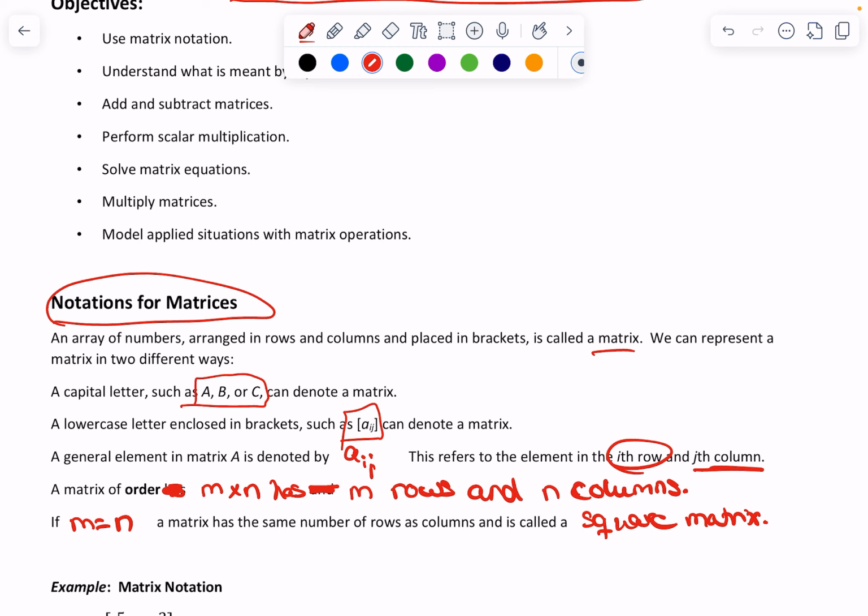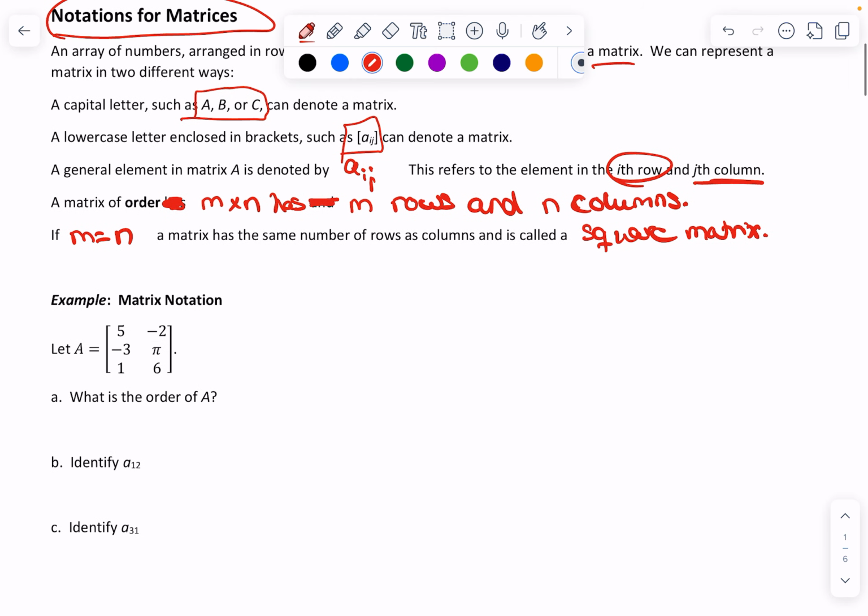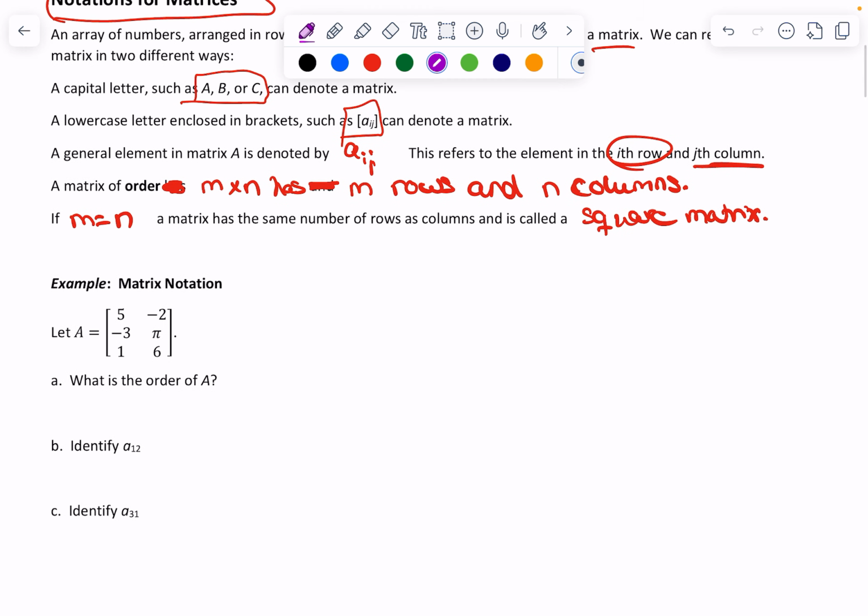Okay, let's look at an example here. So we have a matrix notation here. We've got matrix A. Now the first question is, what is the order of A? A matrix of order M by N has M rows and N columns. So this has 1, 2, 3 rows, and it has 2 columns, so it is 3 by 2.